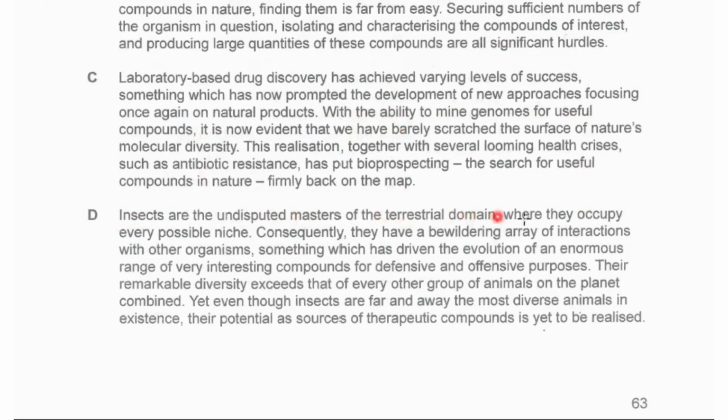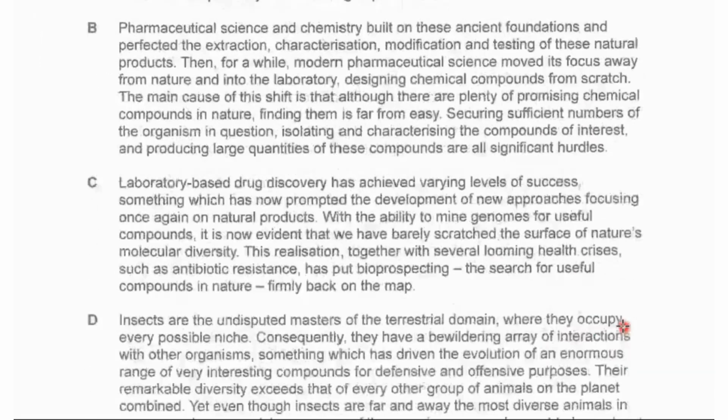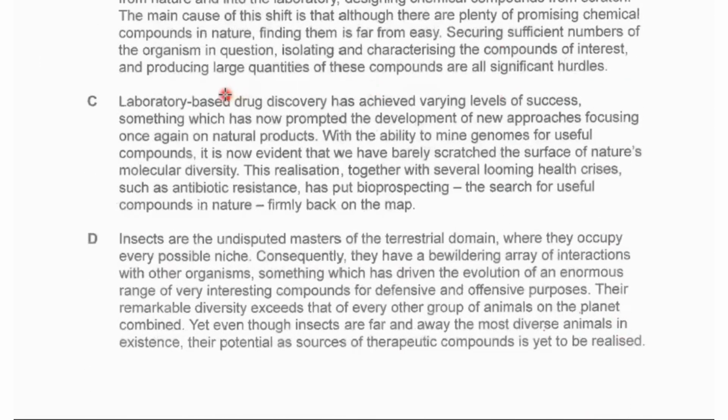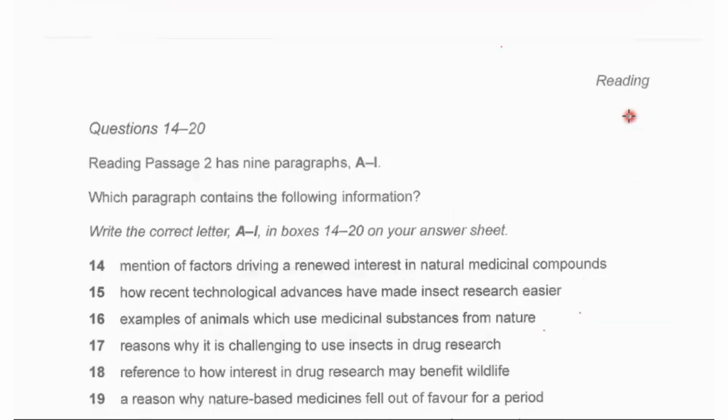Insects are the undisputed masters of the terrestrial domain, where they occupy every possible niche. Something which has driven the evolution of an enormous range of interesting compounds for defensive and offensive purposes. Their remarkable diversity exceeds that of every other group of animals on the planet. Yet, even though insects are far and away the most diverse animals in existence, their potential as sources of therapeutic compounds is yet to be realized. In paragraphs C and D, there's nothing yet. I'm coming. Let me read those statements.